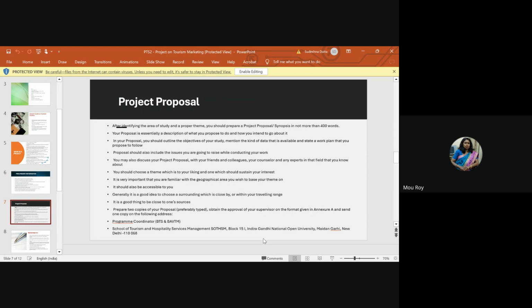So yes, I was talking about the project proposal. Now once you identify your area of study, and you do have a proper theme, then you should prepare a project proposal. The other name of project proposal is also known as synopsis. There it is mentioned, 400 words. The synopsis should not exceed 400 words. I'll show you a synopsis tomorrow's class, then you will have an idea.